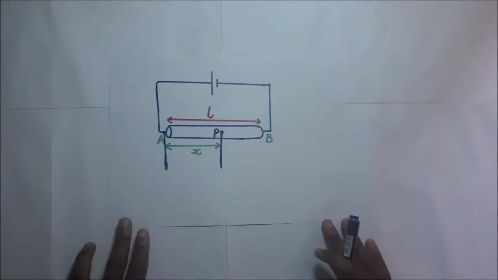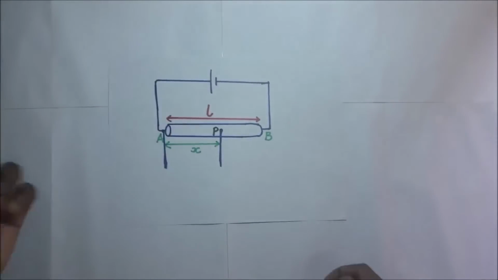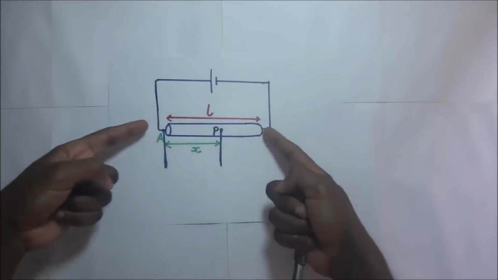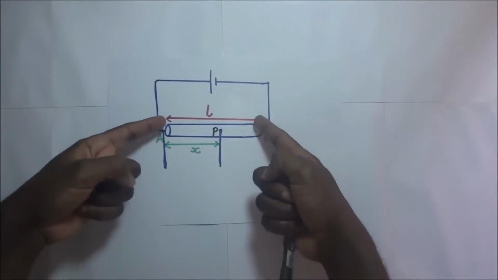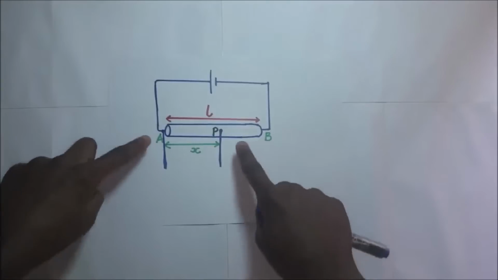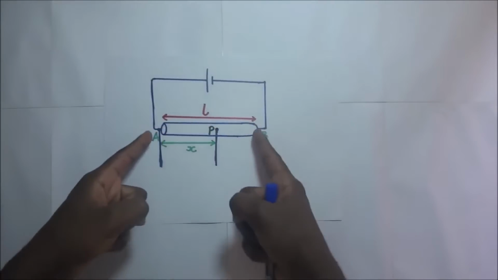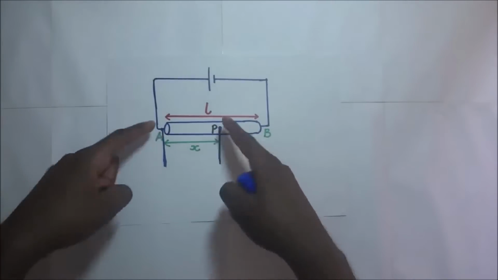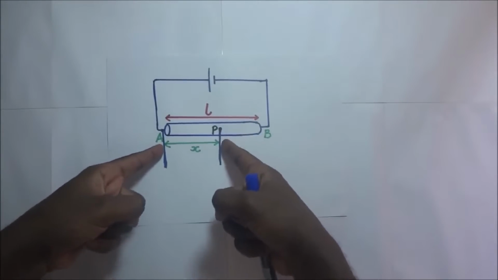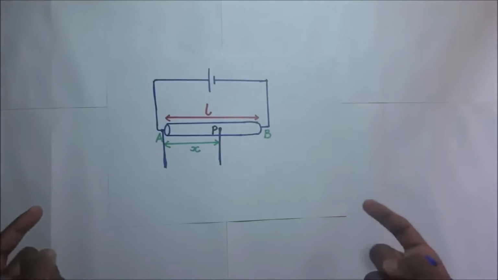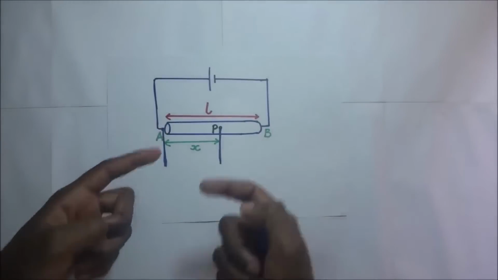Right before us we have a circuit diagram, and this circuit diagram has a source of EMF, which is a cell, and it is connected to a slide wire AB. Now this slide wire AB has length L, and we are also going to be interested in a portion of that slide wire which we have called AP, and we are calling its length X.